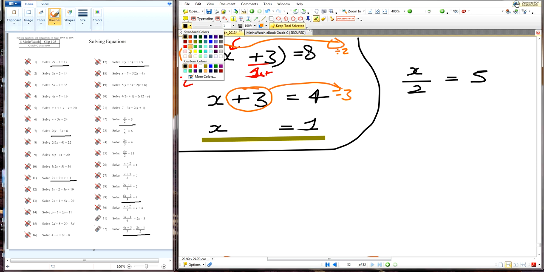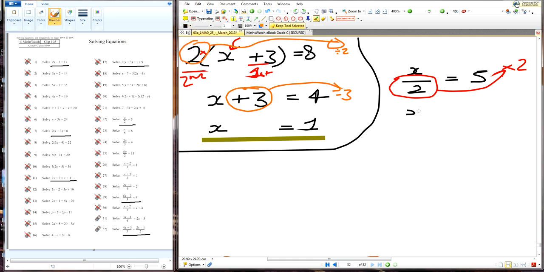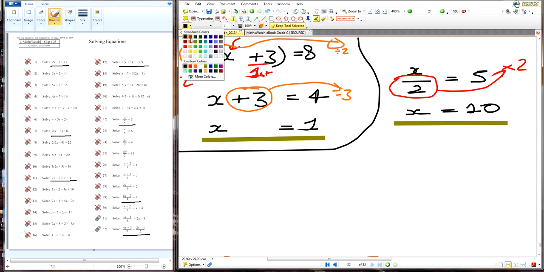Lovely and easy. X divided by 2 is equal to 5. What do we do? We say the opposite of divide by 2, what's the opposite of divide by 2? Times by 2. So x is equal to 10. Are we happy with that? Good. Now that goes into this next dimension here, and you start looking at the ones like this. So let's have a look at the next one. Let's choose a slightly different color.